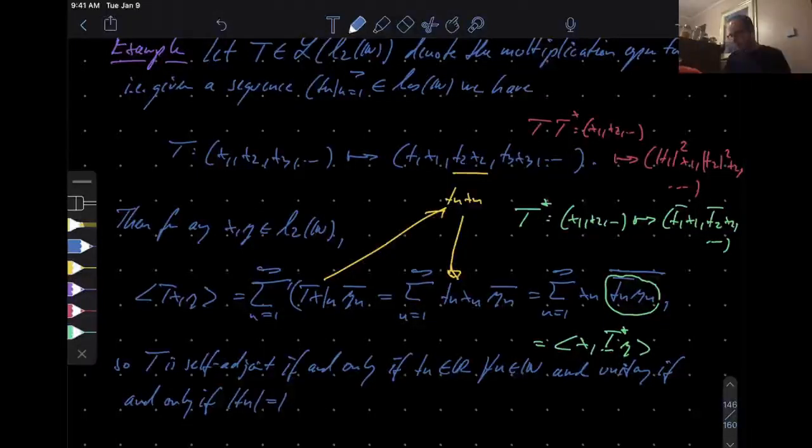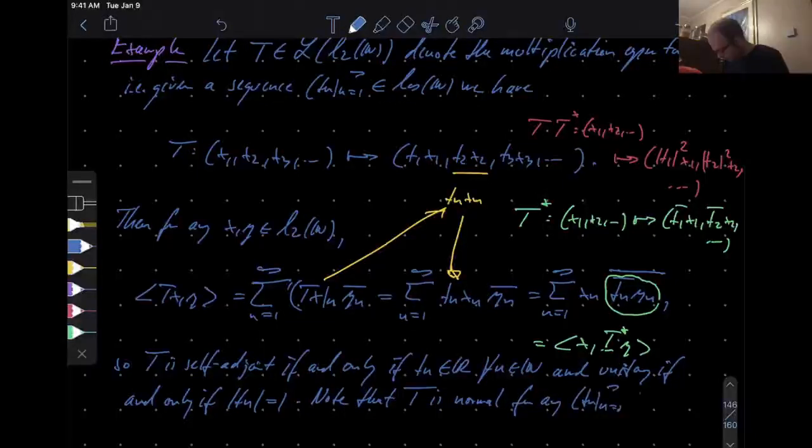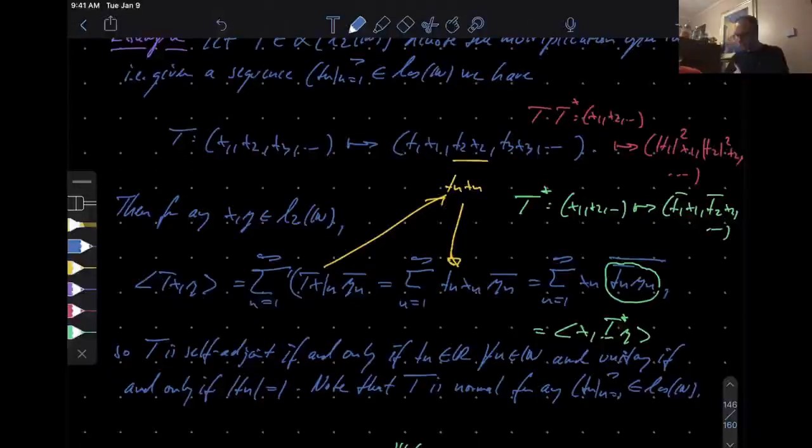Notice, by the way, I computed up here in red T T star, but if you do it the other way around, you get precisely the same result. Okay, so we have this. However, note that, that's what I just said, you get the same result if you do it the other way around. Note that T is normal for any tn in L infinity. Okay? Good. So this multiplication operator is great because it has nice symmetries.